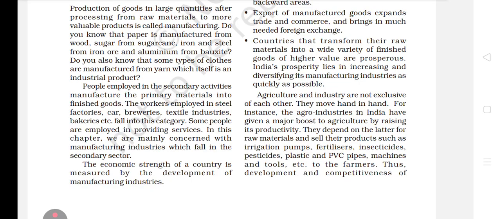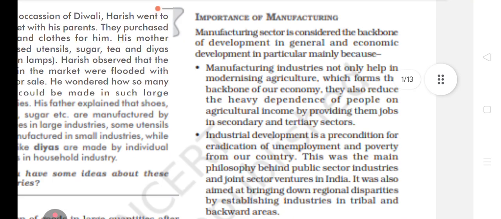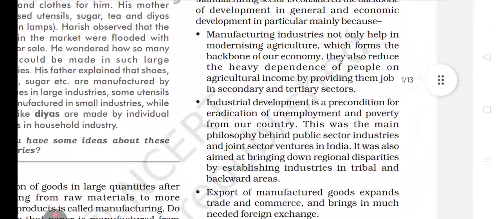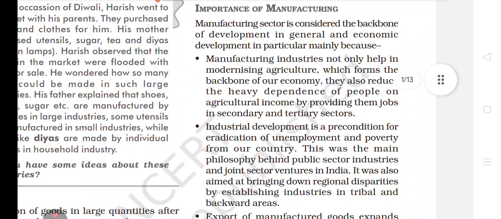Okay, now next is the importance of manufacturing. Now, what is the importance of manufacturing? Let's see. The manufacturing sector is considered the backbone of development in general and economic development in particular, mainly because, now this is a very, very important paragraph. This whole paragraph is very important because it tells you the importance of manufacturing industries, and a direct question can come in your board examination asking what is the importance of manufacturing industries. At that time you should be ready with your answer, and the answer is given in your NCERT book only.